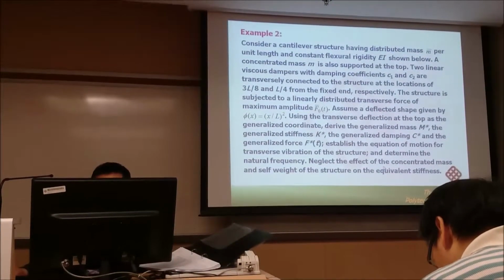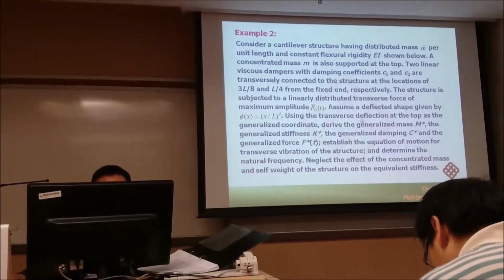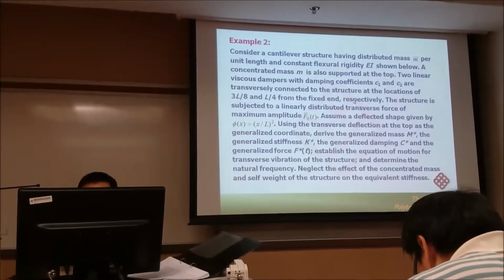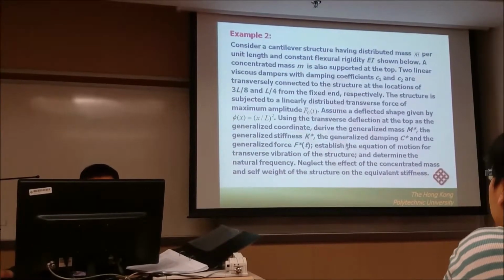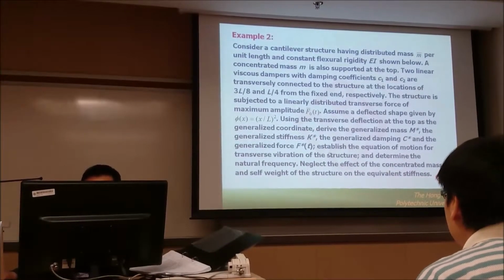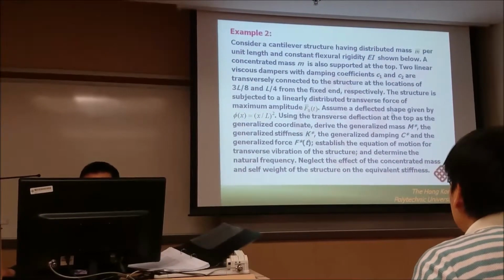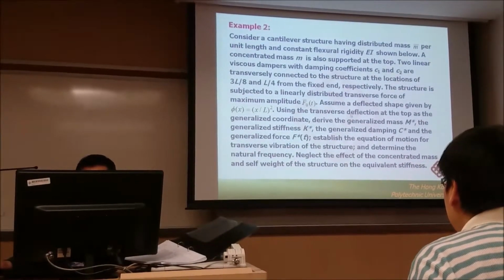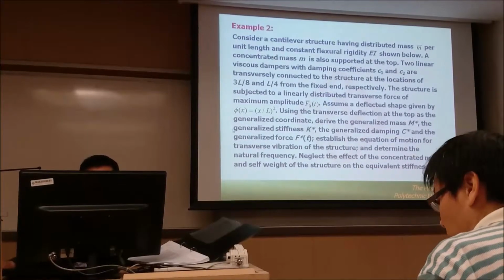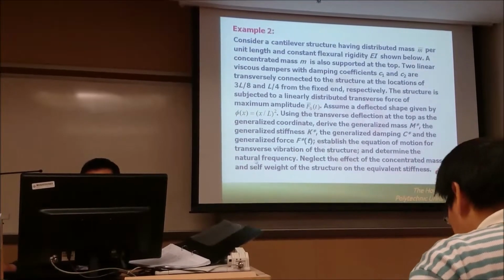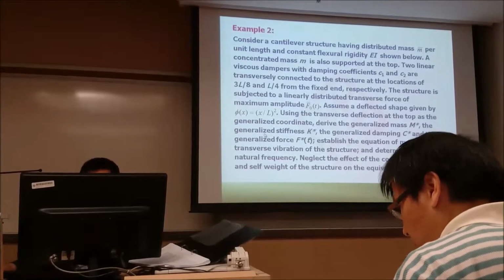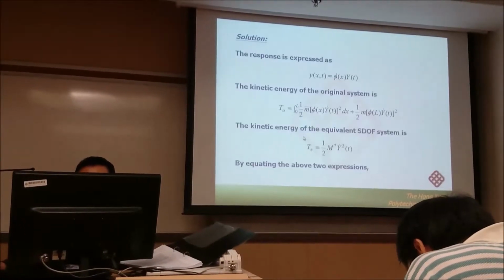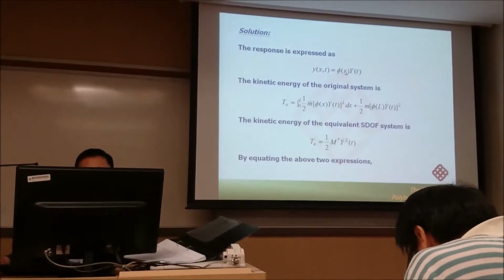In this question, we take the response at the free end as the generalized coordinate. So assume the deflection shape is this function, and consider the transverse response at the top as the generalized coordinate. Then we can obtain the equivalent or generalized damping, stiffness, mass, and force. So this is the solution.